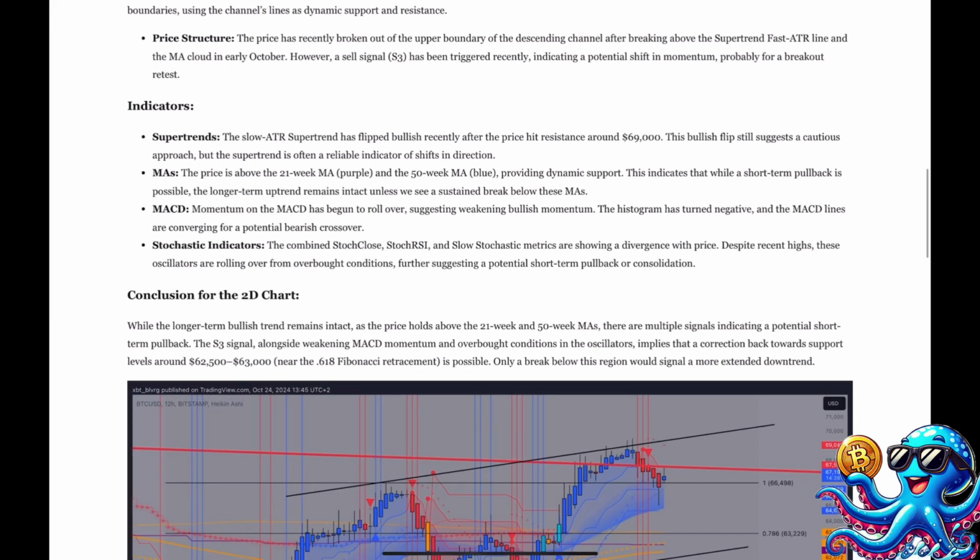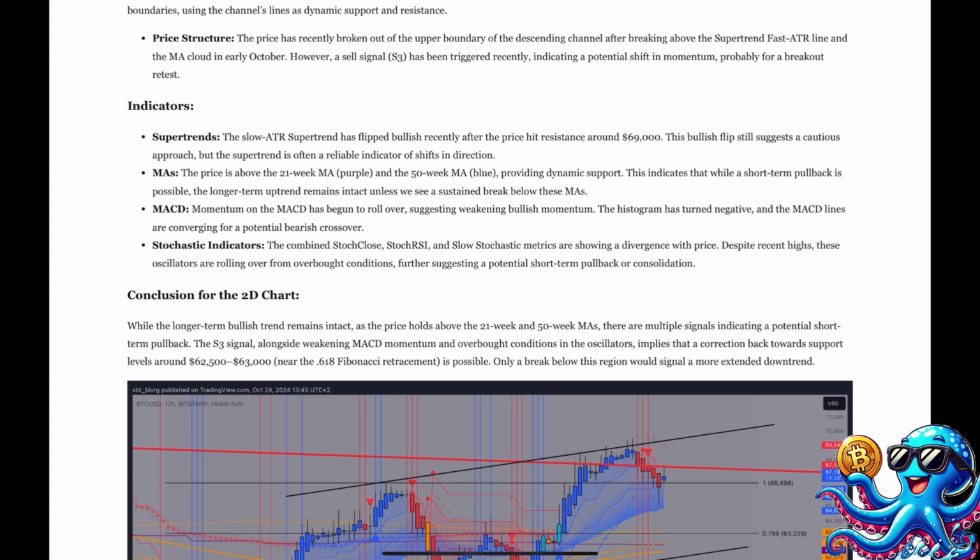Indicators. Supertrends. The slow ATR supertrend has flipped bullish recently after the price hit resistance around $69,000. This bullish flip still suggests a cautious approach, but the supertrend is often a reliable indicator of shifts in direction. MAs. The price is above the 21-week MA, purple, and the 50-week MA, blue, providing dynamic support. This indicates that while a short-term pullback is possible, the longer-term uptrend remains intact unless we see a sustained break below these MAs.